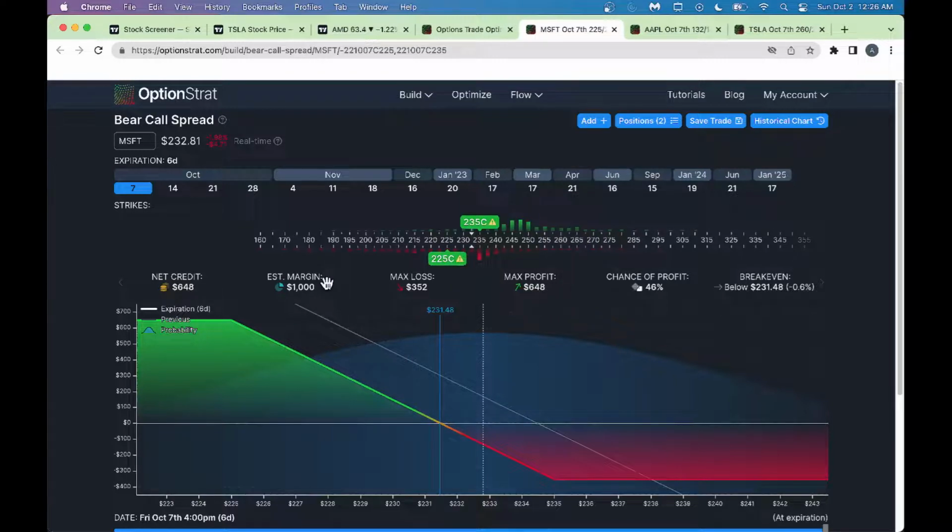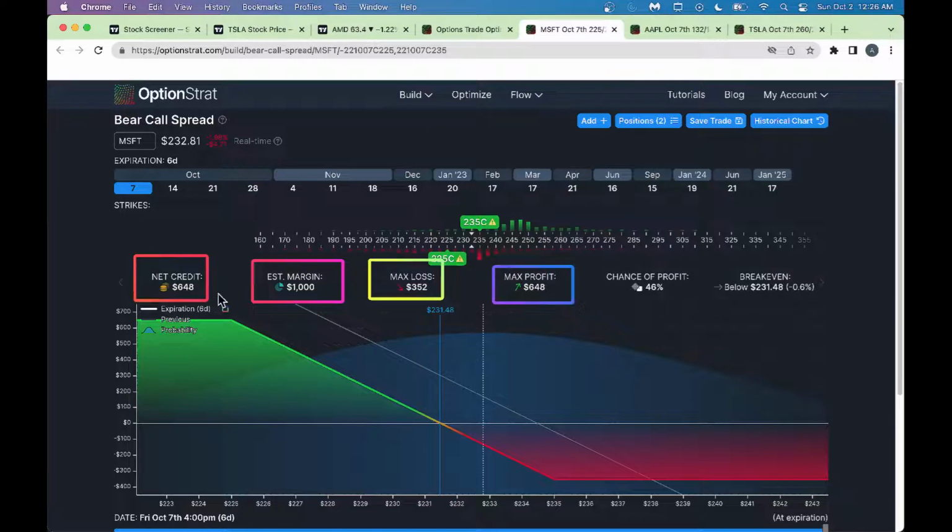And look, your net credit is 648. Your max loss is 352 and your margin is $1,000. Not too bad. Look at your max profit, which is the same as the money you collected. You can go with something like this here. And look, your chance of profit is 46%. Not too bad. As long as the stock is below 231, you'll make money. Microsoft, as you see here, is showing some cracks. So that's why this could be a good strategy.